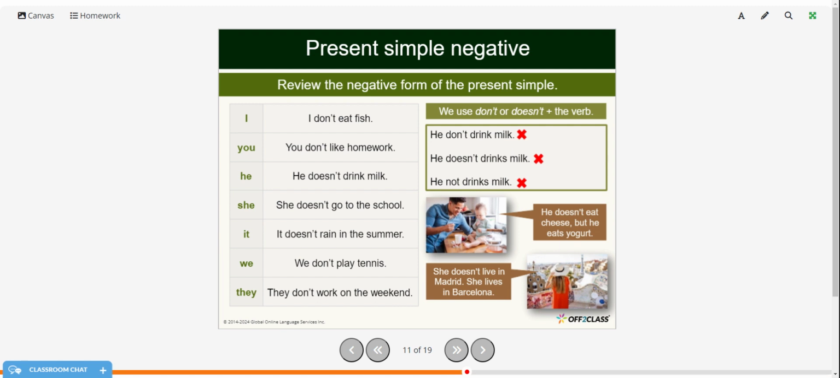Okay. So here are some examples. He doesn't eat cheese, but he eats yogurt. She doesn't live in Madrid. She lives in Barcelona.